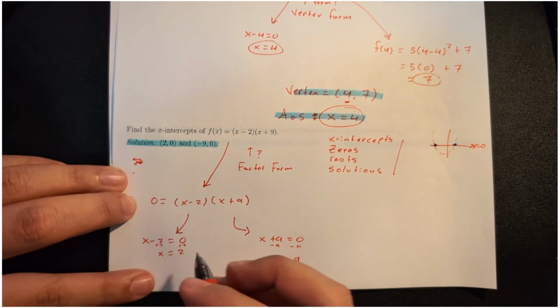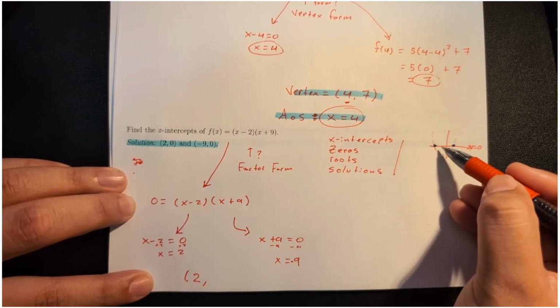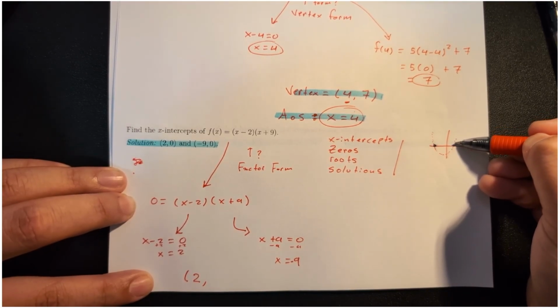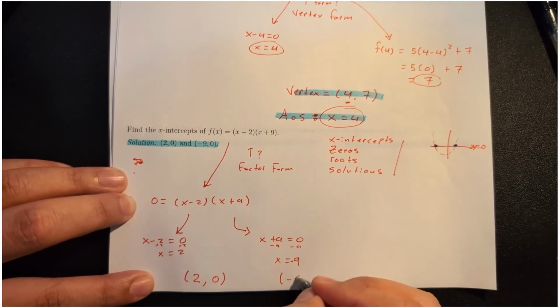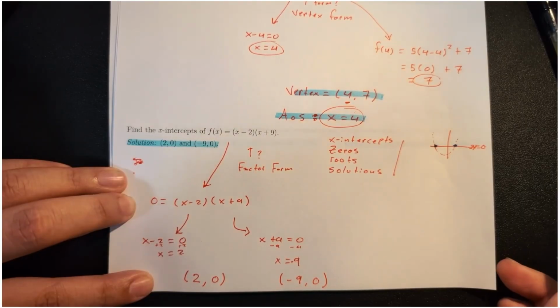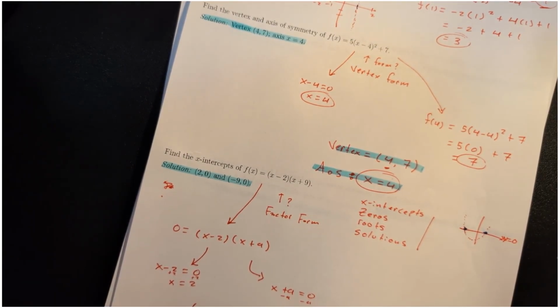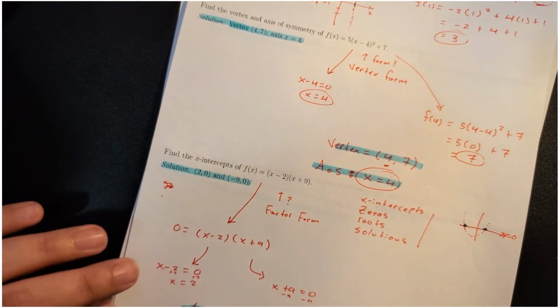So then my solution, my x-intercepts are going to be 2, and that's going to be my x value, 2. And how high does it go? It's going to go at y equals 0. So that's why we have a y value of 0. And here, -9, 0. Okay. So my x-intercepts are going to be this. That's going to be my solution. Double checking, we get the correct solution.